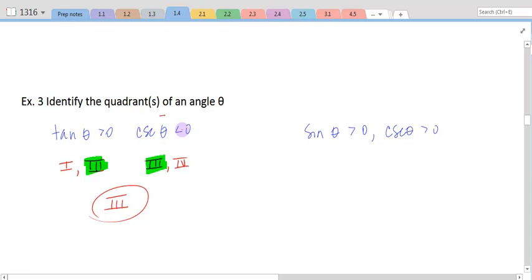Okay, let's think about that one more time, with the second example. The sine of theta is greater than 0. In other words, where is sine positive? Sine is positive in quadrants 1 and 2. Cosecant of theta greater than 0, so where is cosecant positive? Cosecant is positive in 1 and again in 2. So if the sine of my angle is positive and the cosecant of my angle is positive, then my angle is in quadrants 1 or 2.